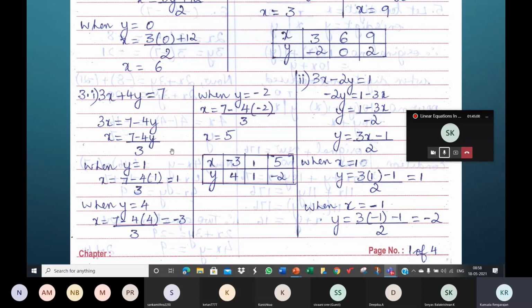So 0 did not happen, minus 1 also not possible. Now let's try minus 2. Minus 4 into minus 2 is plus 8. 7 plus 8 is 15, 15 by 3 is 5. When y is minus 2, x is 5.